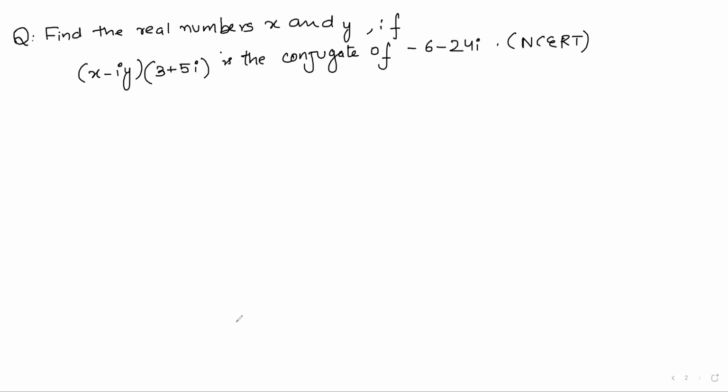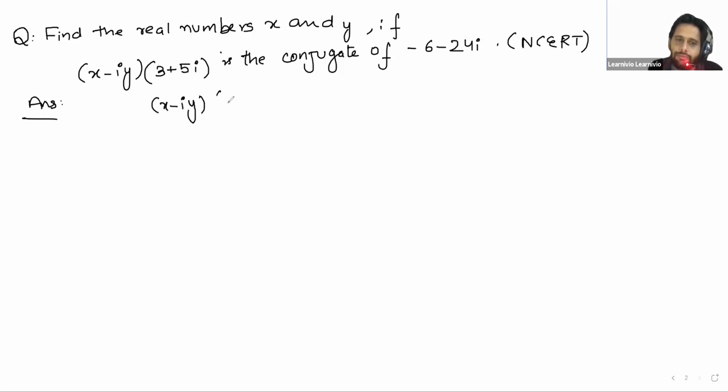Safan and Yusra, any doubt in this question? Do we have to open the brackets and multiply them first? Yes, we need to, but first we need to check what condition is given in this question. They are saying find the real numbers x and y if this is the conjugate of this one. So can we say that x minus iota y into 3 plus 5 iota is equal to this? Is this correct or not?